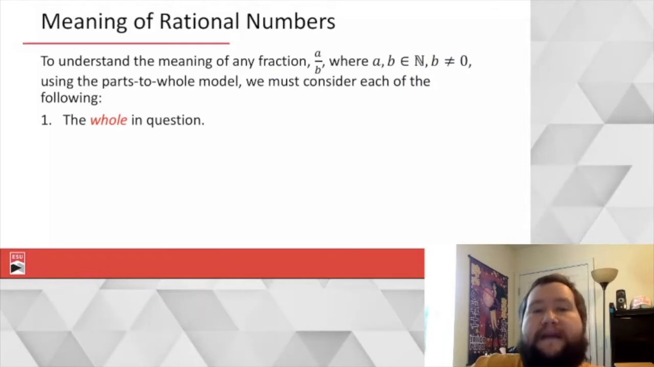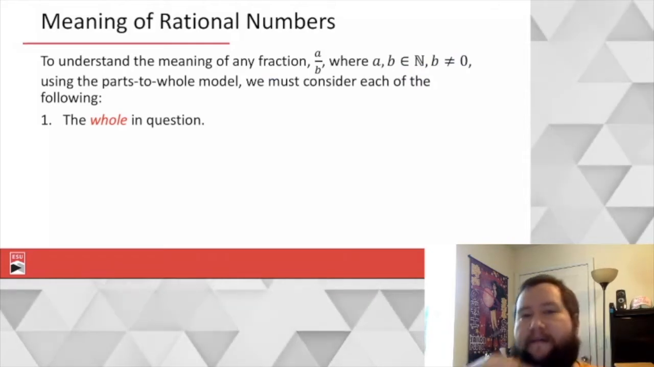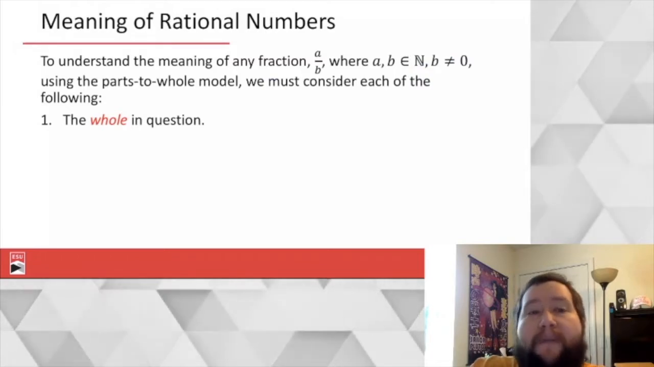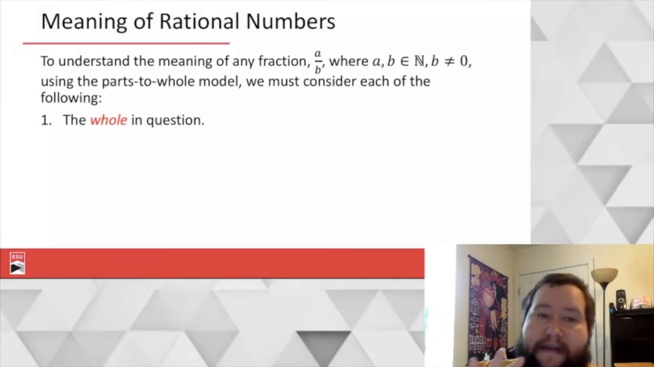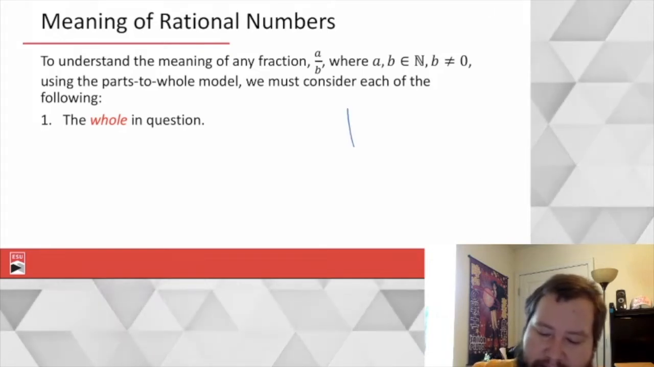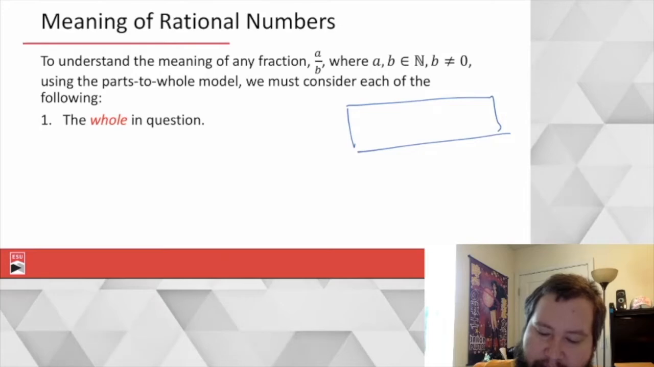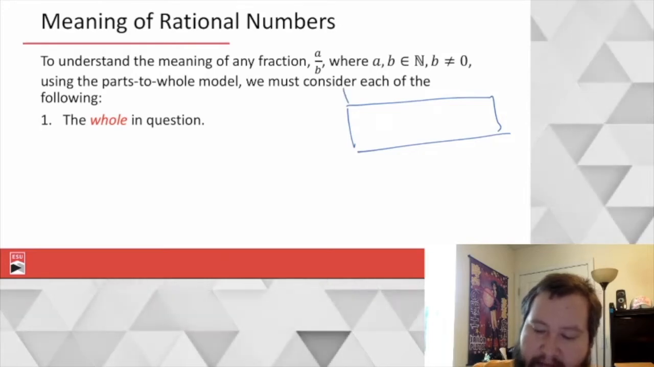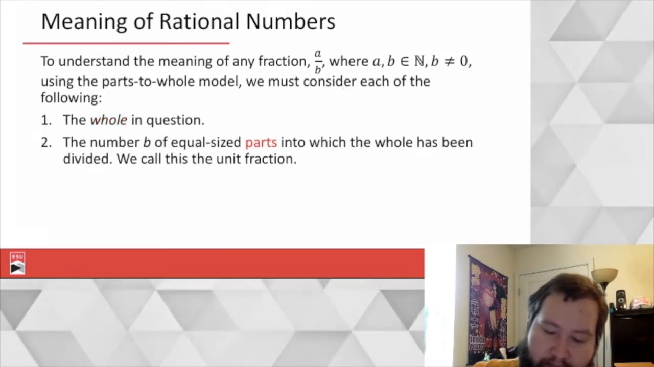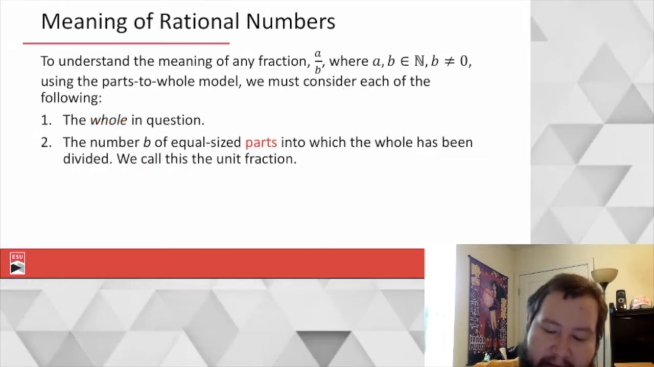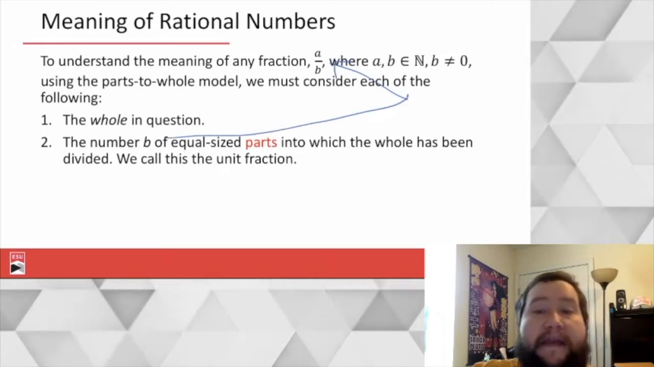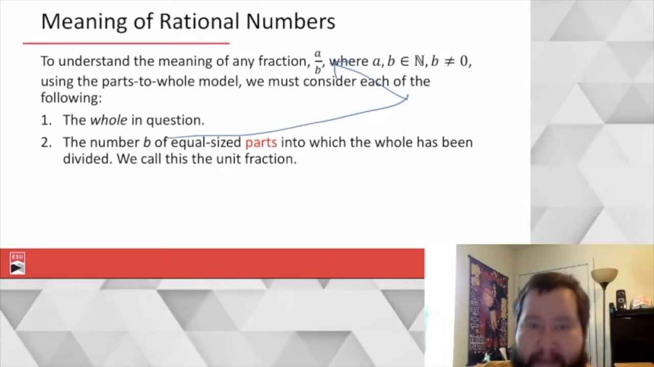To understand the meaning of any fraction, A over B, so A and B whole numbers, B not 0, using the parts to whole model, we have to consider 3 different things. First, the whole in question. Suppose this bar here is our whole. Then that number B, the denominator, tells us how many equal sized parts that whole has been split into.